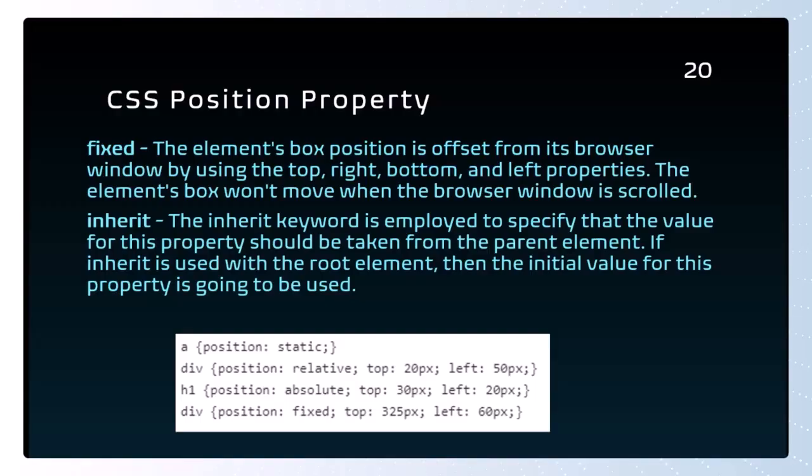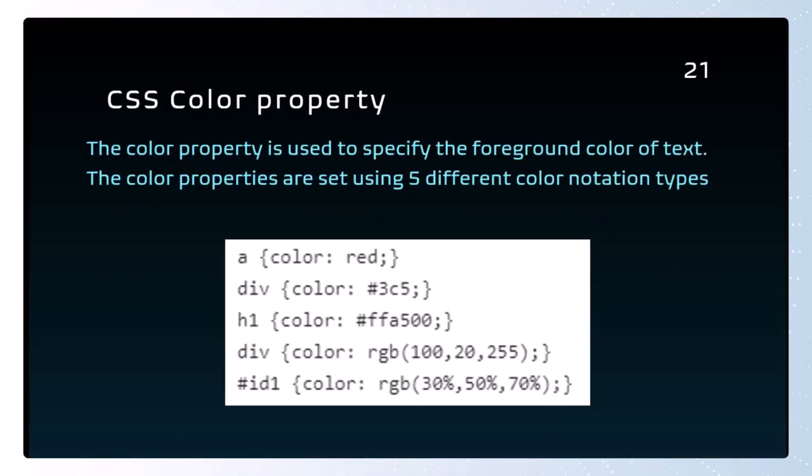Inherit: the inherit keyword is employed to specify that the value for this property should be taken from the parent element. If inherit is used with the root element, then the initial value for this property is going to be used. CSS color property: the color property is used to specify the foreground color of text.